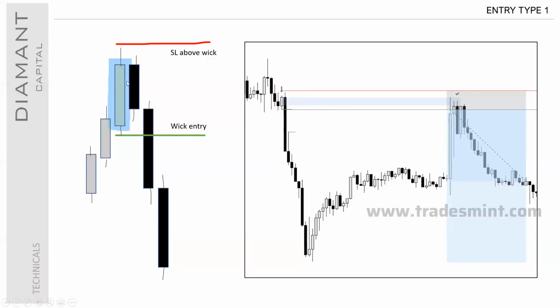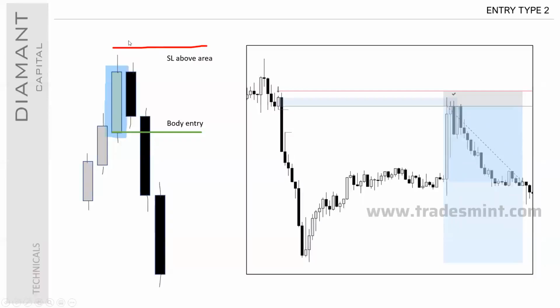Now, you've got this wick entry. Stop loss would be just above the top of the wick. Second type would be the body entry, with the stop loss above the area as well, just to keep it safe. So not just above the wick, but surrounding candles as well. The body entry is widely used, especially for people who work on the 1 hour time frame. Of course, if you're working on the 1 hour and using the body, for example, you're not going to be getting trades that are, say, 1 to 50 or whatever you've seen in my case studies. Hence why I refine my entries. But it's the second type.